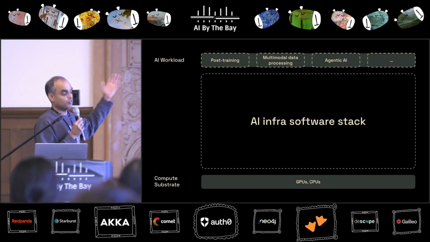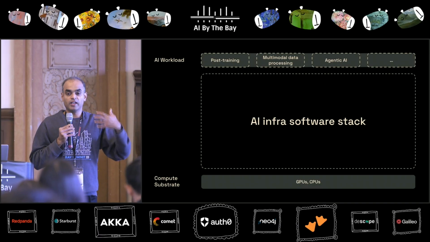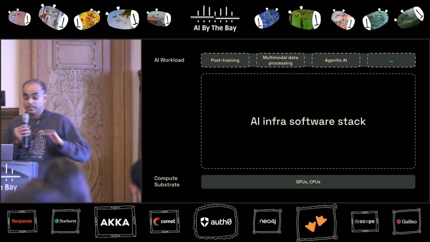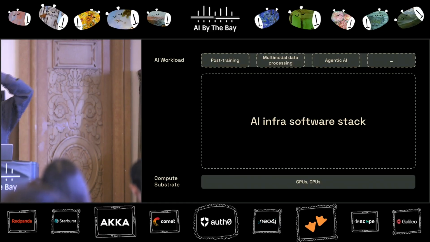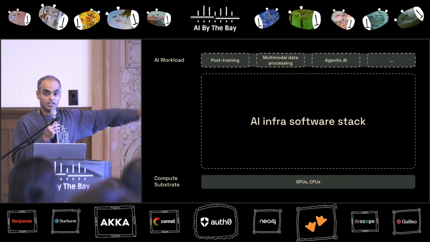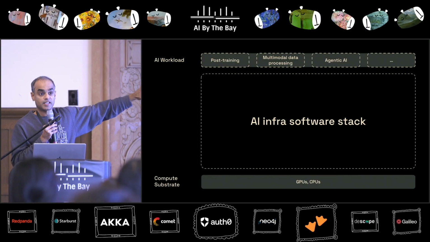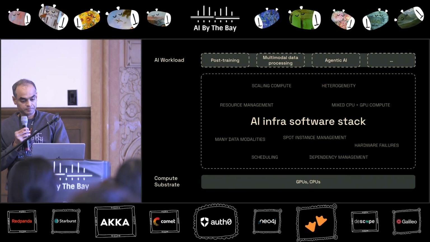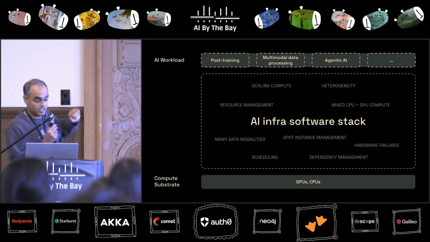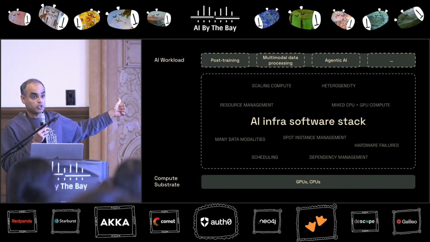So we have worked with various companies, Uber, Pinterest, Apple, Shopify, Netflix, etc. And there's a clear pattern that's actually emerging in the AI infra stack. You have all the AI workloads at the top, your post-training, multimodal data processing, agentic AI. You have your CPUs and GPUs at the bottom. In the middle is the AI infra software stack. So I don't know if people can see it because of the lighting here, but there are lots of challenges in this AI infra compute stack.